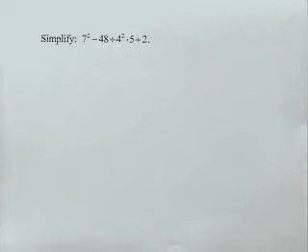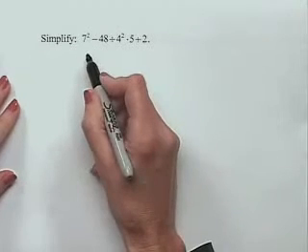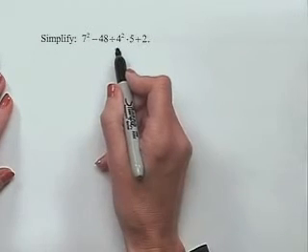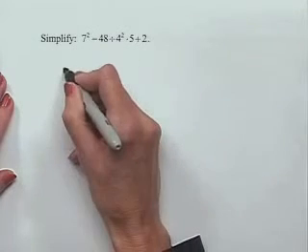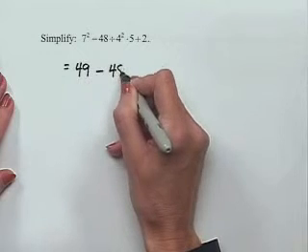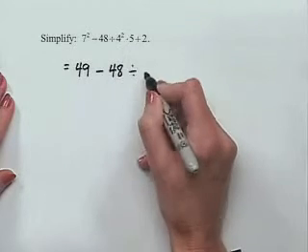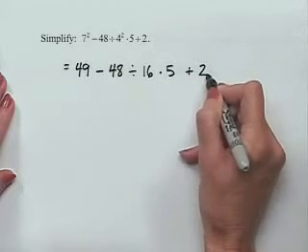Now here's a problem dealing with order of operations. Let's simplify 7 squared minus 48 divided by 4 squared times 5 plus 2. Well, let's recall that we're going to perform exponent powers first. So we have 7 squared, which can be evaluated as 49, minus 48 divided by 4 squared, which would be 16. We're multiplying that times 5 and then adding 2.